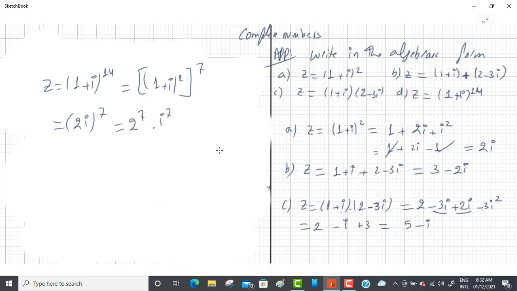We don't know the value of i power 7. So how can I find i power 7? 2 power 7 is, I think, 128. I power 7, as you know, is i power 6 times i. So it's 128 times i power 6, which is (i power 2) power 3, times i. (i power 2) is minus 1, so (minus 1) power 3 times 128 times i equals minus 128i. Okay.